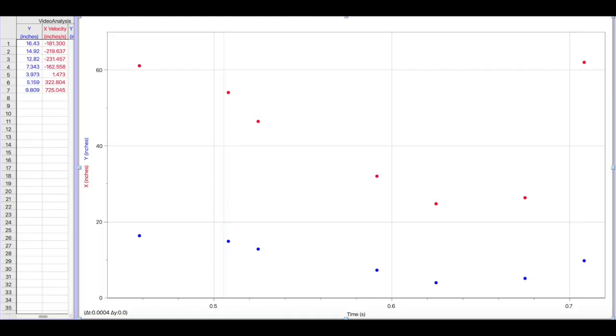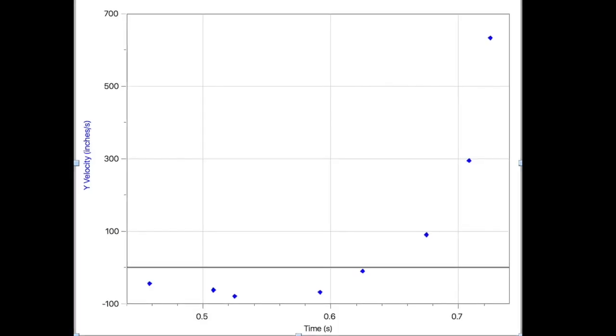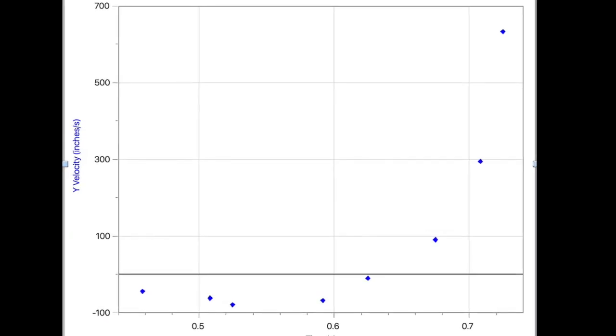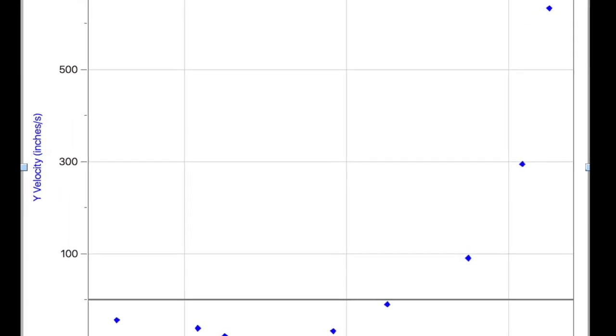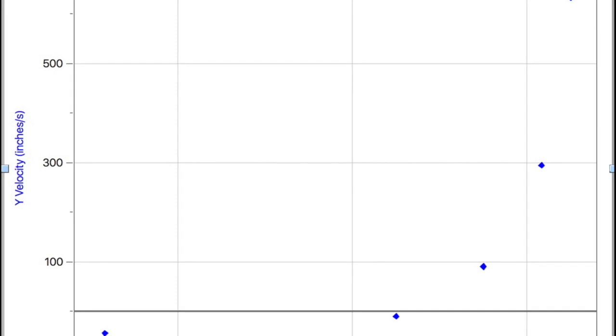In the graph we have created with Vernier, the blue dots represent the inches that the ball has traveled off the bat, and the red dots represent the inches per second, so the velocity that the ball is traveling after contact. We see the blue dots at a gradual increase and then a steep increase as the ball hits the bat and the velocity gets a lot higher, a lot quicker.